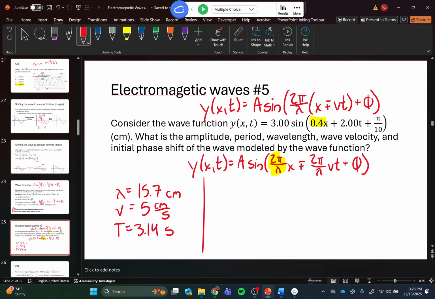So I'm not actually going to solve it in the order that the problem told us to, because at least for me, it wasn't the intuitive first step. So 2 pi over lambda, 0.4.